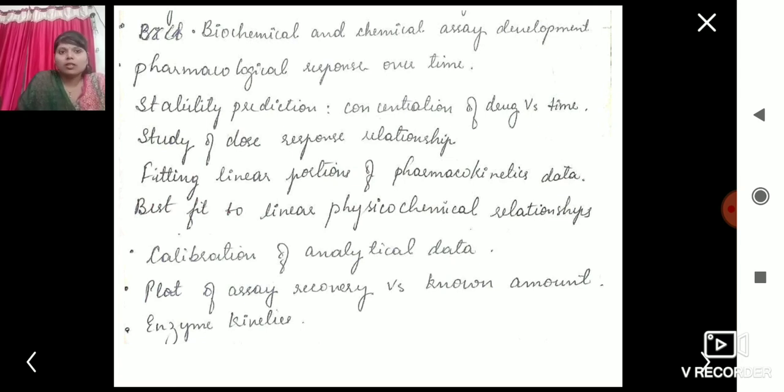Study of dose response relationship, fitting linear portions of pharmacokinetics data, best fit to linear physiochemical relationships, calibration of analytical data, plot of assay recovery versus the known amount. Okay, and it is also used in enzyme kinetics also.